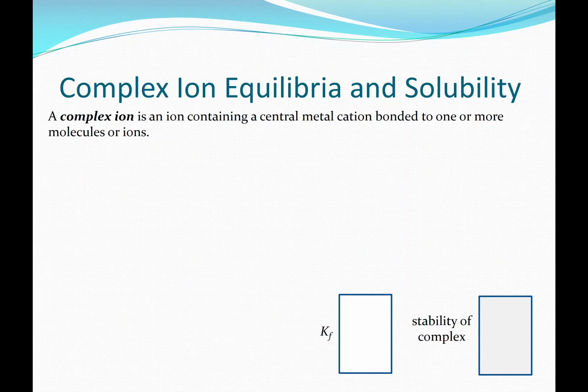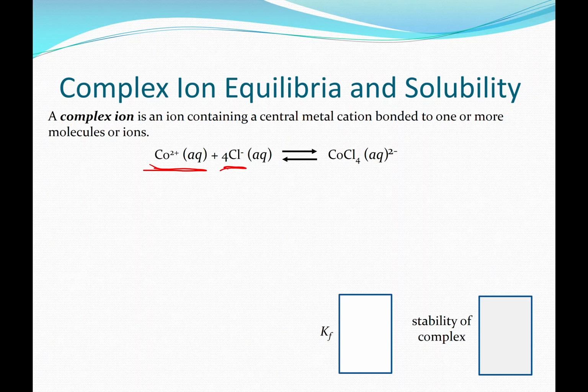So when we talk about these, we can think about their formation as looking something like this, where we take a cobalt ion here, so cobalt 2 plus, we would have 4 chloride ions that it would react with, and then we would have that in equilibrium with the complex ion. And so this over here is our complex ion. This is a cobalt ion with 4 chloride ions with it.